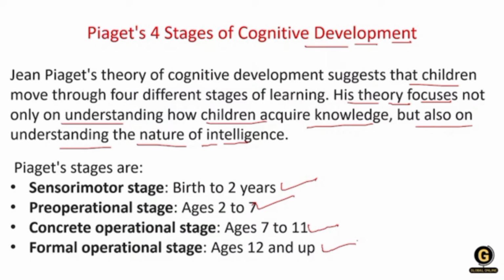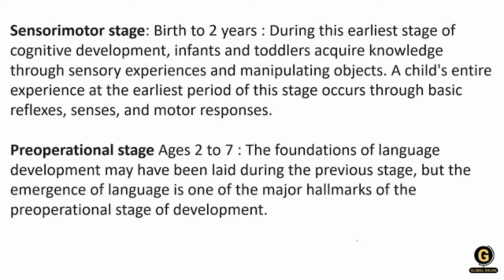So what happens in these stages? How can a child or learner develop their cognitive level in these stages? Let's see. First is the sensory motor stage, which starts from birth to 2 years. What happens in this stage? During this earliest stage of cognitive development, infants and toddlers acquire knowledge through sensory experiences and manipulating objects.